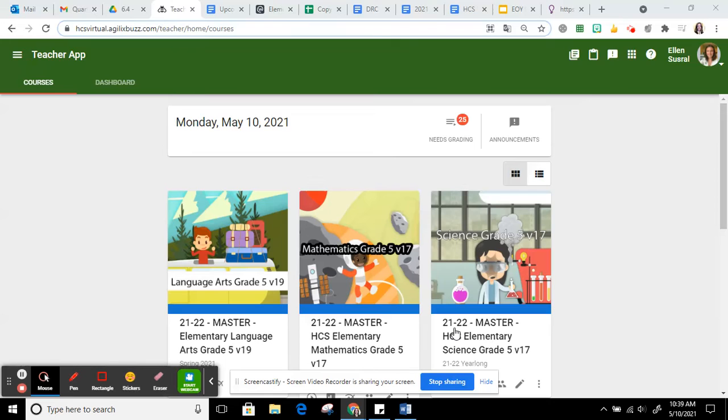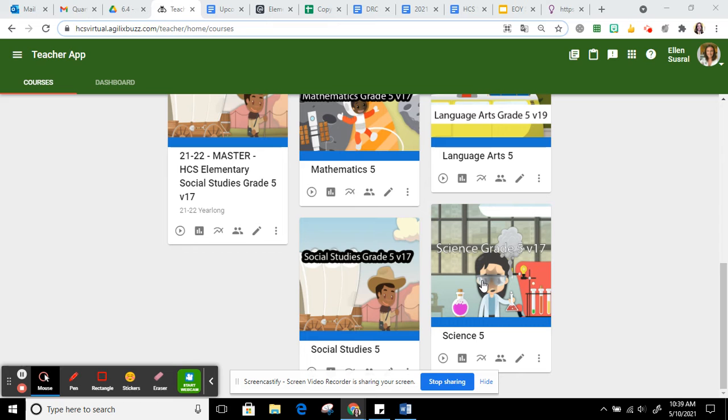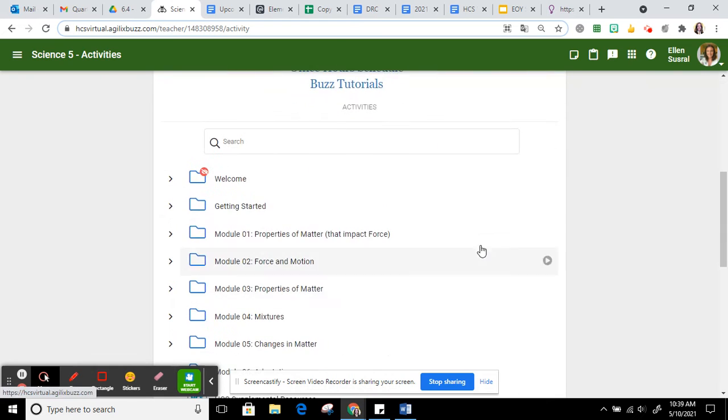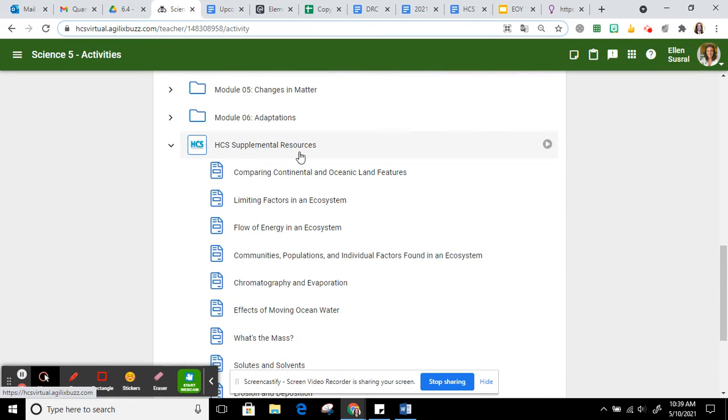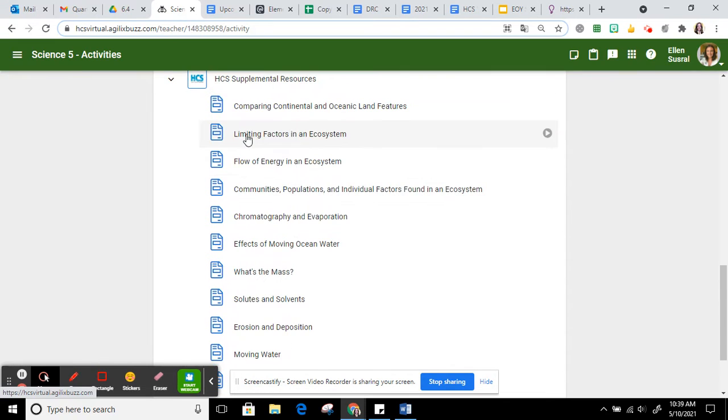Hey, boys and girls, I'm going to go ahead and show you where you can find your assignment for science, the lesson called Limiting Factors in an Ecosystem. You're going to go to your science course, and we are looking at the HCS Supplemental Resources, and we are looking at the assignment here called Limiting Factors in an Ecosystem.